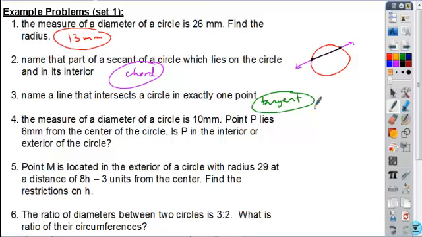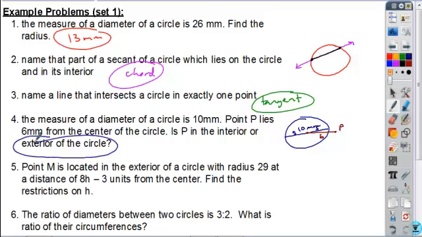The next example. So assume you have a circle with a diameter of 10 millimeters. If point P falls outside of this, in the exterior of this, or I'm sorry, falls 6 units from this, is it in the exterior or the interior? I kind of answered that as I described it. But if the diameter is 10, that means the radius is 5. So any point that's 6 units away is going to be in the exterior.